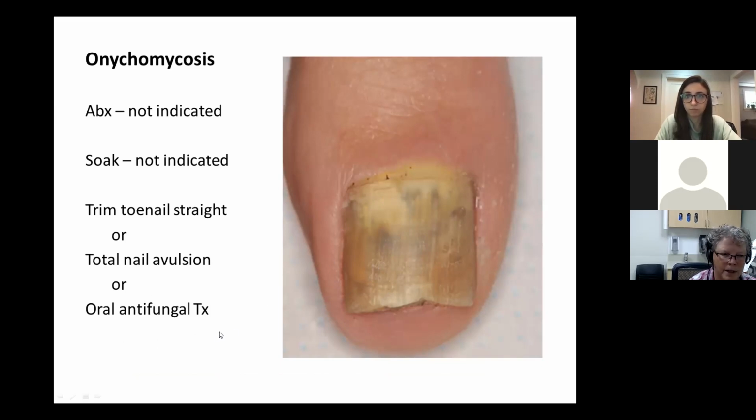Or if you want to entertain the role of an oral antifungal, if there are no contraindications because of either some med-med interactions or some other issues, I would want to know that I could culture a fungus from this nail before I would go the oral route. When I am sampling, I would trim back probably this far and then start taking my sample from this zone. And I would send it for both a KOH and a fungal culture.